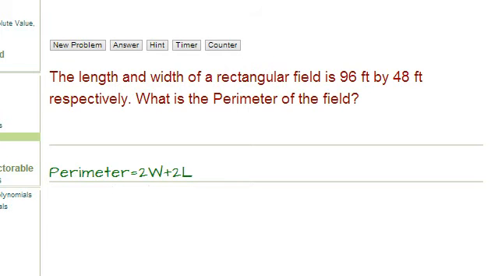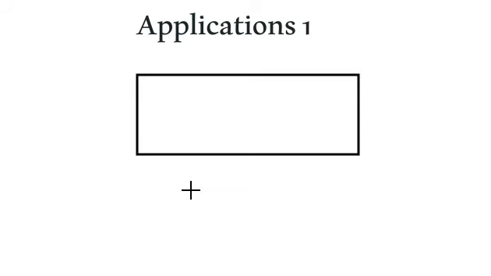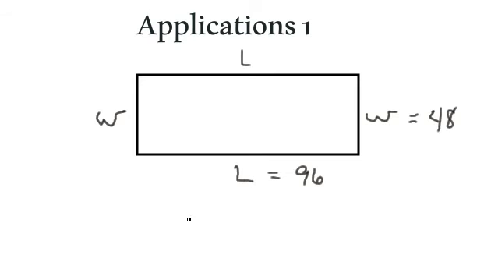Let's draw a picture so we can see what this looks like. Let's draw a rectangular field. And how about that right there? Okay, looks good. I'm going to call this W and this side L. So this is W and L. Of course this may not be to scale from the numbers that we're going to use. In the problem they said the W was 48 feet and L is 96 feet, leaving off the units.